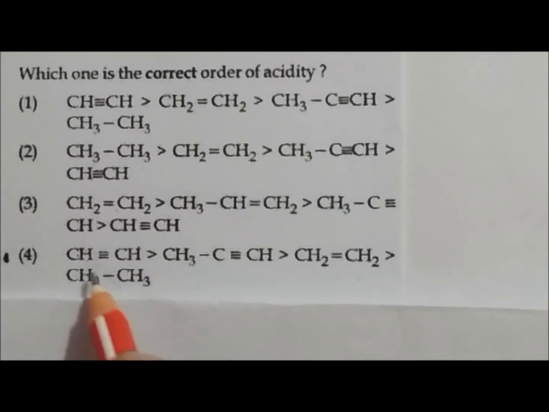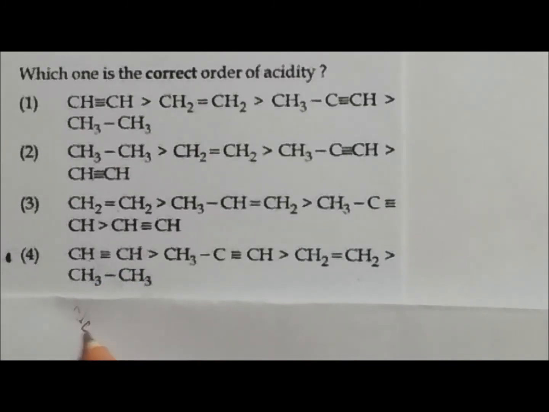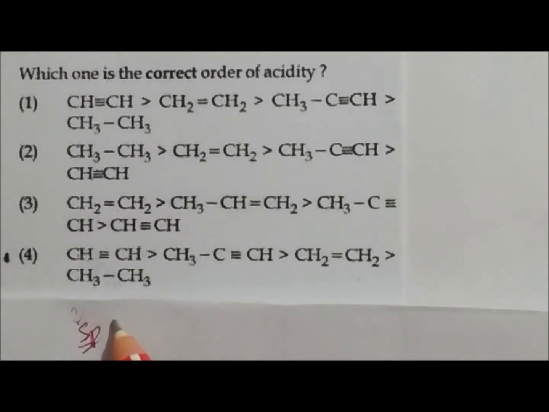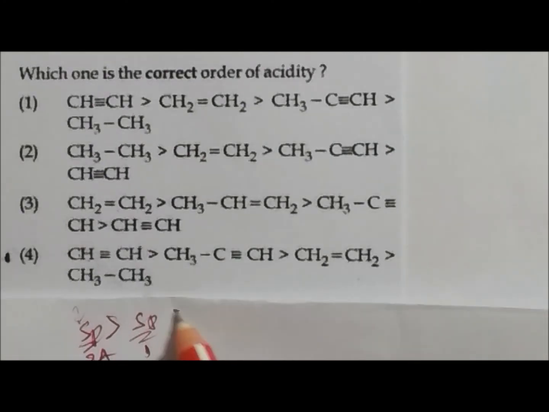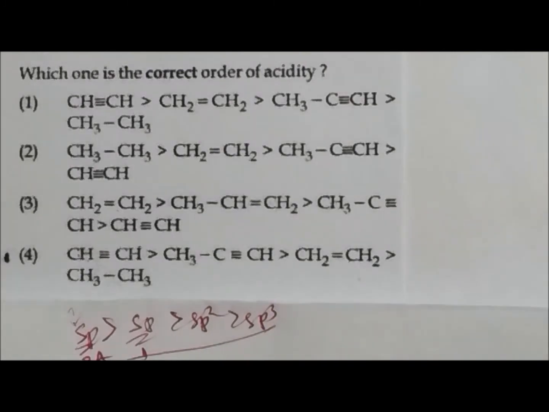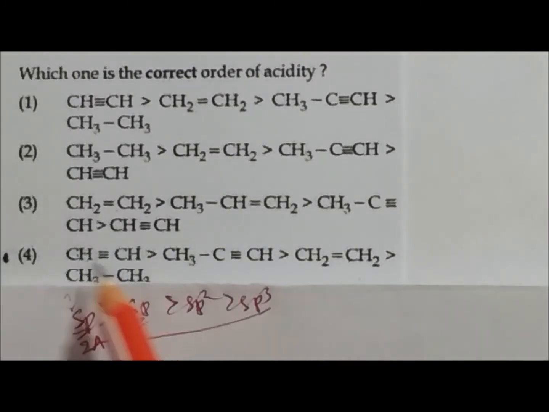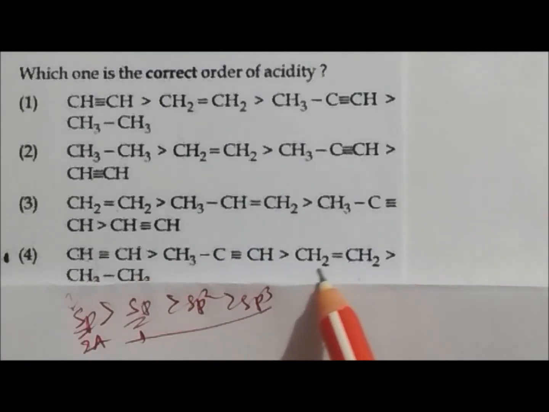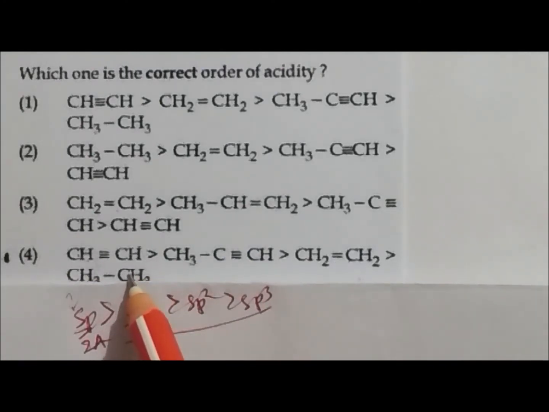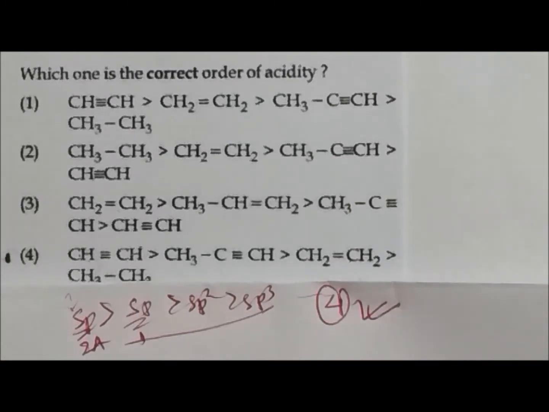Even you can see this is the alkyne, this is the acidic hydrogen, this is sp hybridization, which is more electronegative. This again has sp hybridization, because 1 acidic hydrogen here, 1 acidic hydrogen here, 2 acidic hydrogen here, and this is your sp2 and this is your sp3. So based on electronegativity also we can see that this is more acidic, this is less acidic, this again less acidic, and this is the least acidic. So answer 4 is the correct answer.